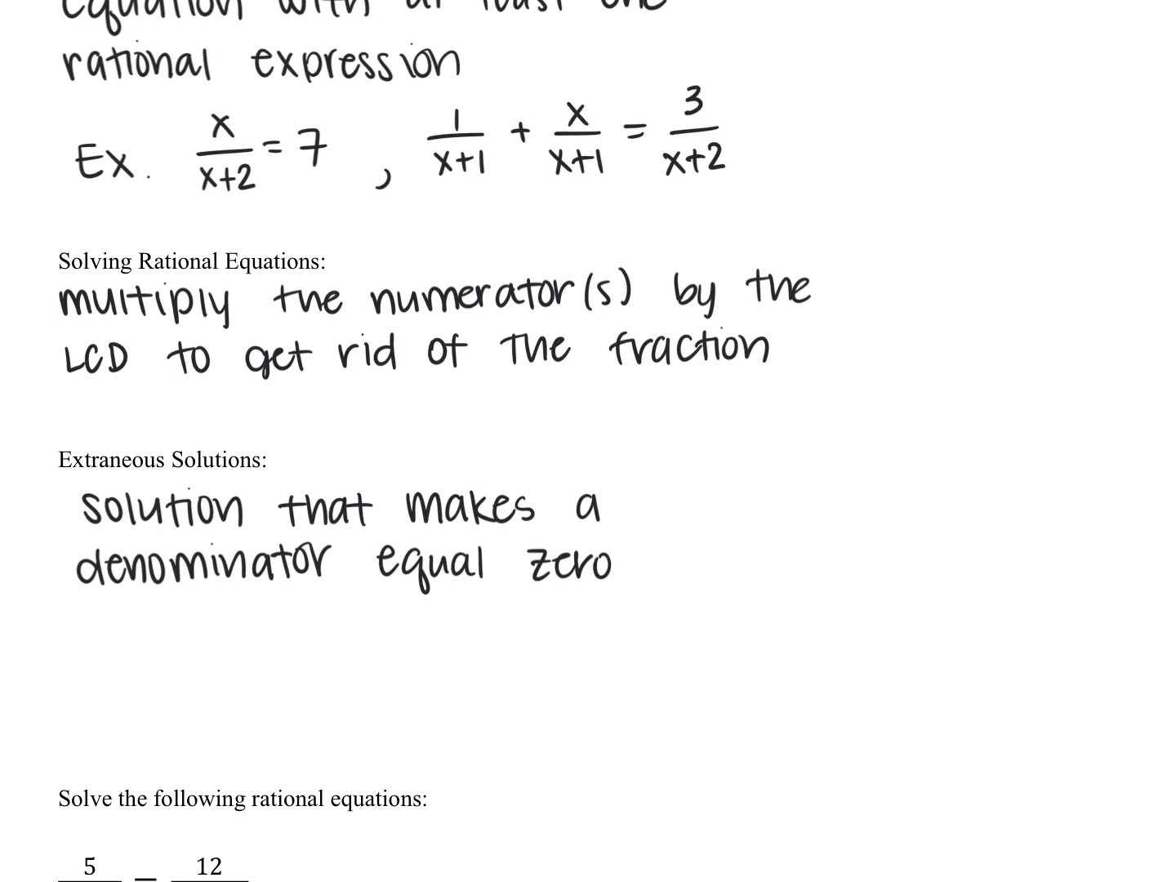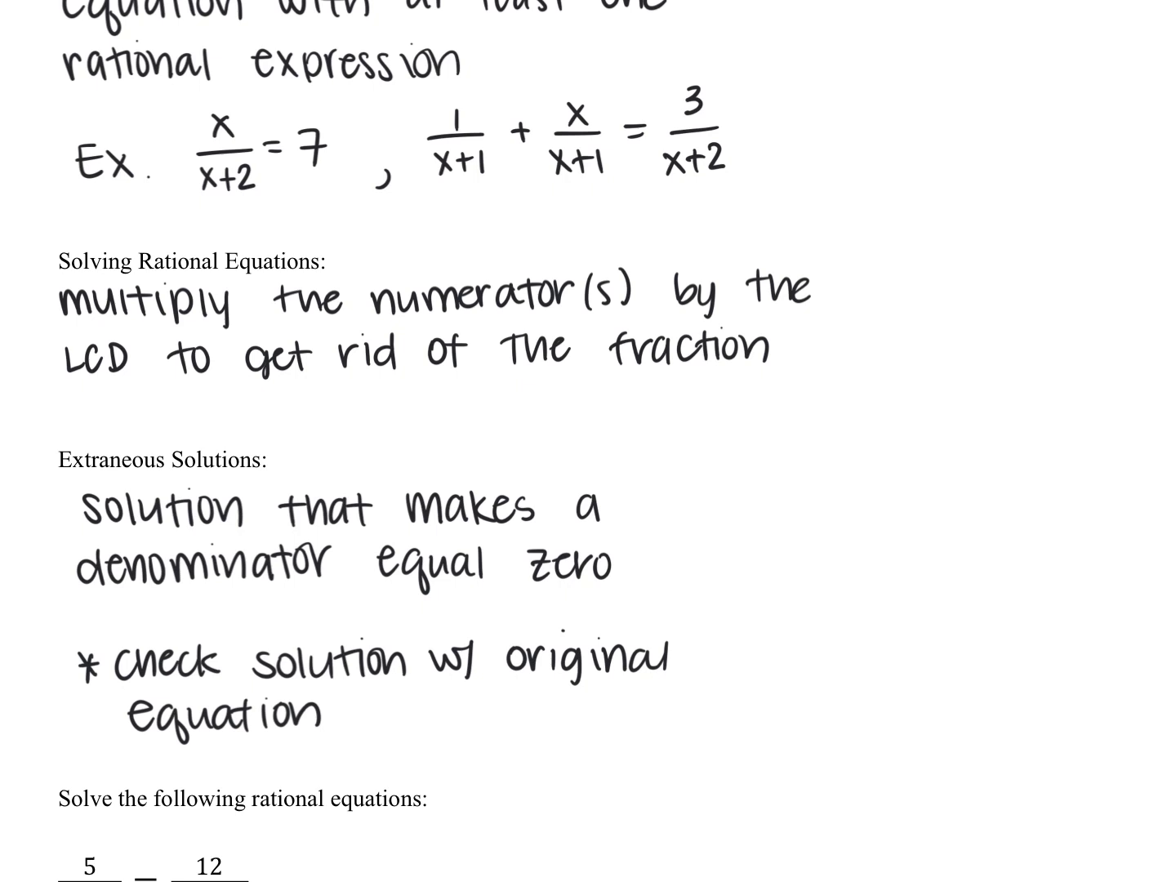So you always have to check your solutions with the original equation, because you could get a value for x, but when you plug it back into the original equation, it's going to make at least one of the denominators 0. And if you remember, we cannot divide by 0, which means it doesn't actually work. So you can still get a value for x, but there ends up being no solution.